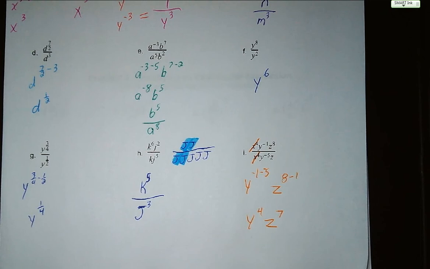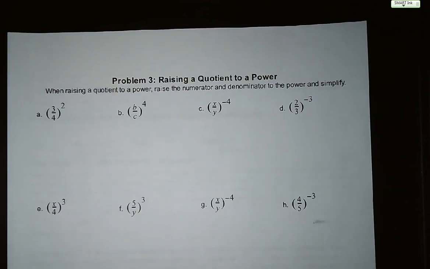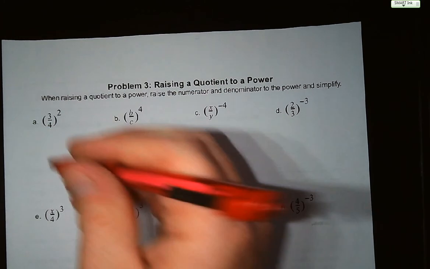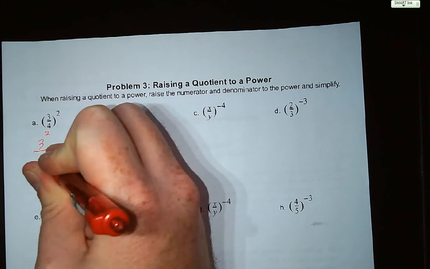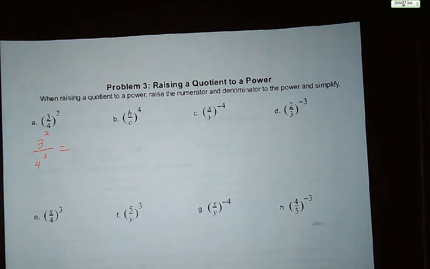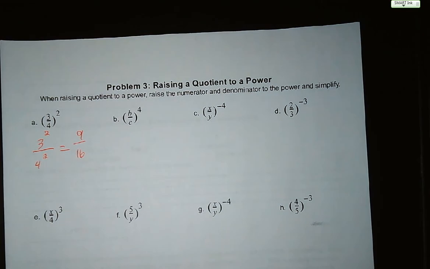Okay, all right, moving on to the second page. We have problem number 3, raising a quotient to a power. This is just like the power to a power rule. We are just going to apply the exponent to both the numerator and the denominator. So we have 3 squared over 4 squared, which we can reduce into 9 over 16. And as a fraction, that's not going to be reducible.